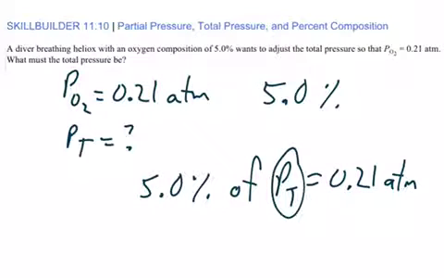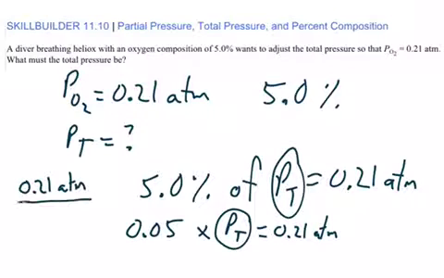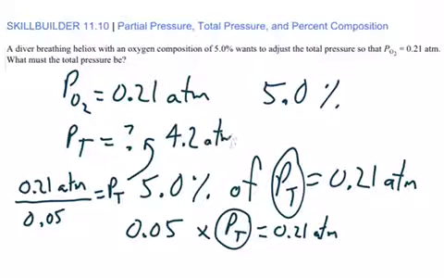So if you do the math again and you get rid of the percent sign, this will be 0.05. This will be times the word of. Then we're looking for PT or X. And that's equal to 0.21 ATMs. So when you set this up in a calculation and you solve for PT, you're going to see that 0.21 ATMs divided by 0.05 will give you the total. And when you do the math, you're going to see that the total is 4.2 ATMs.